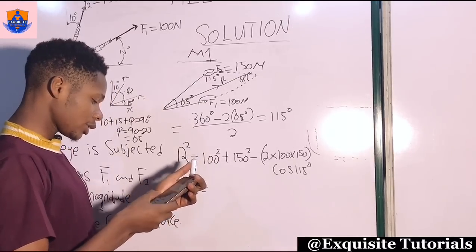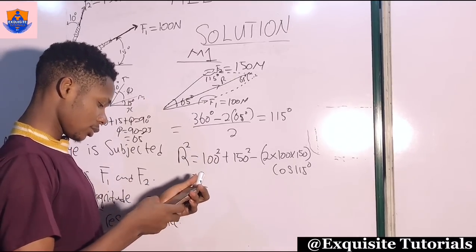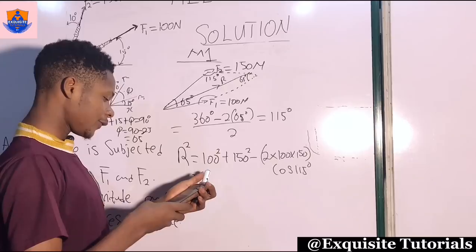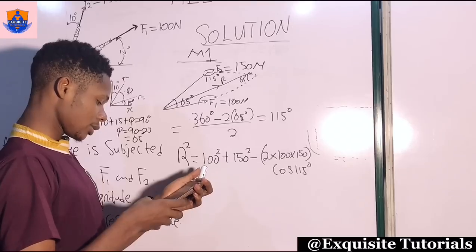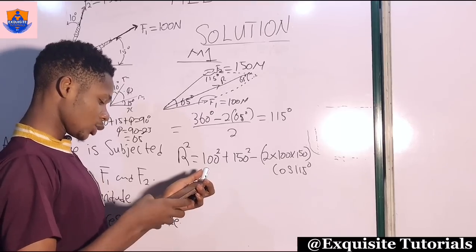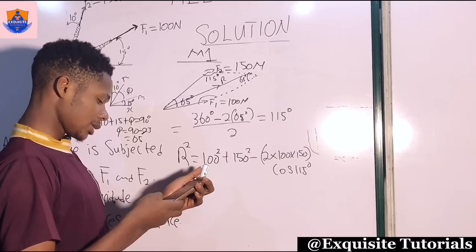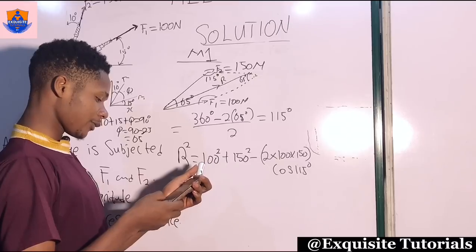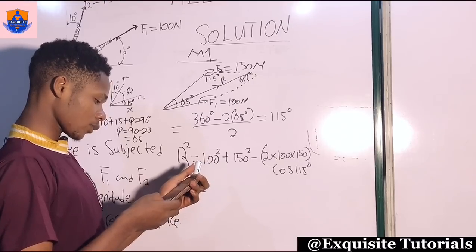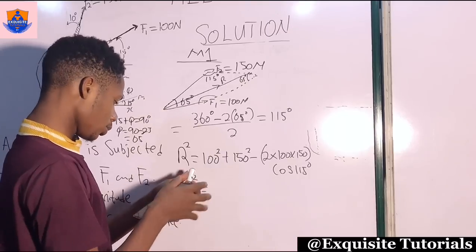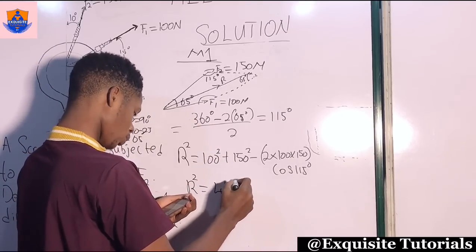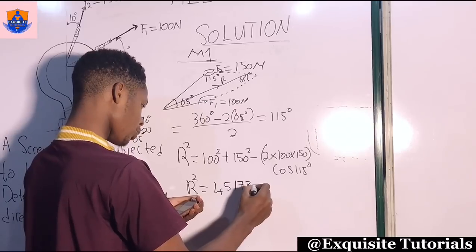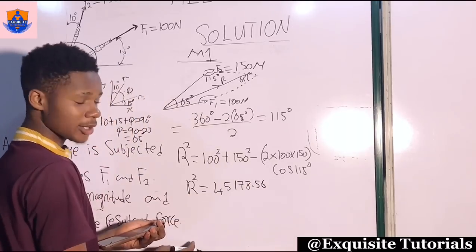So that is 100 squared plus 150 squared minus 2 times 100 times 150 times cosine of 115. Okay, so R squared gives us 45178.56 to two decimal places approximately.